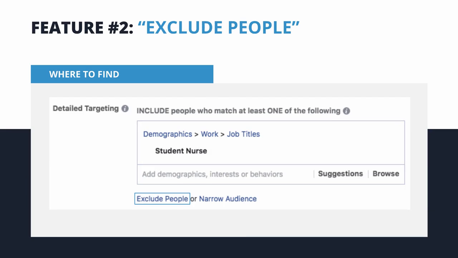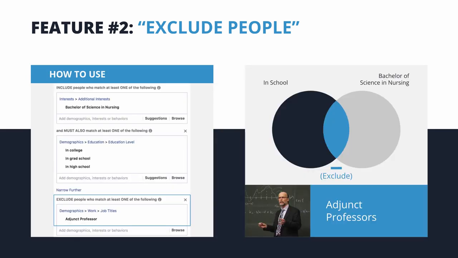Now let's talk about the exclusion technique. The exclusion technique is when you have one targeting but you exclude the other thing. So let's say they're interested in the Bachelor of Science in Nursing. They are also in high school, but do you see this exclude on the bottom left? We're excluding adjunct professors. It's just an example, but let's get more detailed.